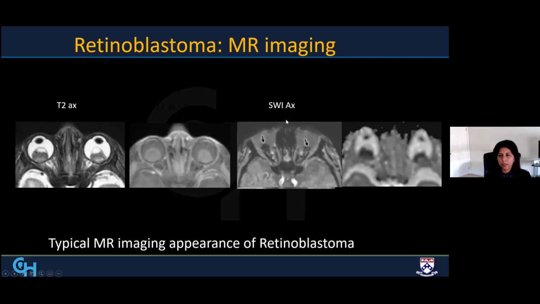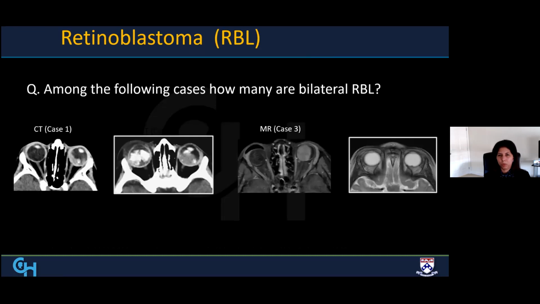And this is the susceptibility weighted imaging, because they can have calcification or mineralization, which shows susceptibility or dark signal on these images. And this is the ADC map, derived from the diffusion images, where it will show dark signal because of their high cellularity. This will be a diffusion restricting tumor in the globe. In a kid less than 1 year of age, it's more likely going to be retinoblastoma.